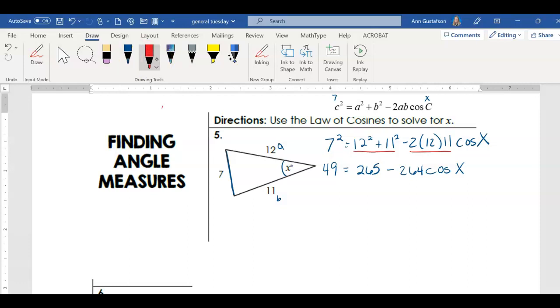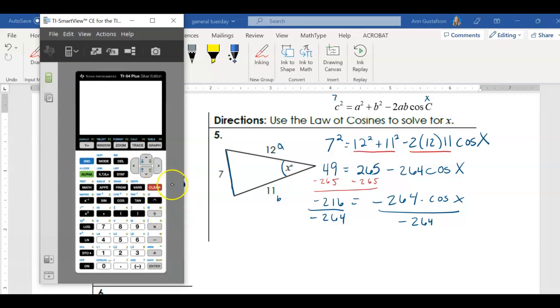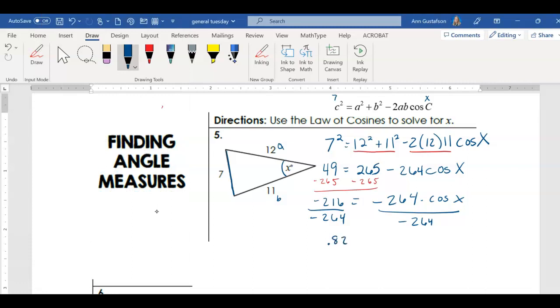So we now need to get our numbers together. So we're going to subtract 265. And that will give us negative 216. And now we're left with negative 264 times the cosine of x. We want to get the cosine of x by itself, so we're going to divide by negative 264. So on my calculator, I'm just going to do positive divided by positive. So 216 divided by 264, because a positive divided by positive, or negative by negative will make it positive. So 0.82 is what we're getting.